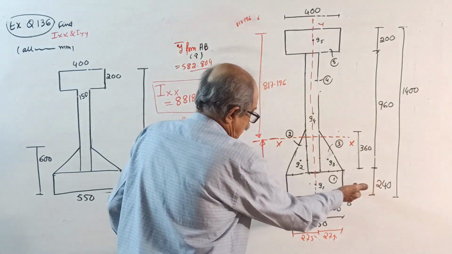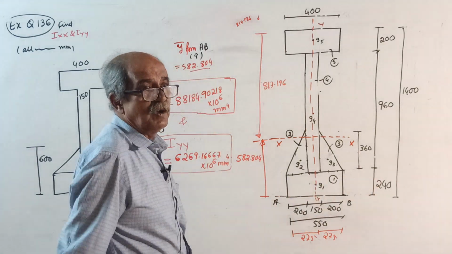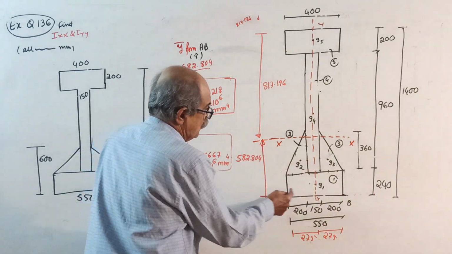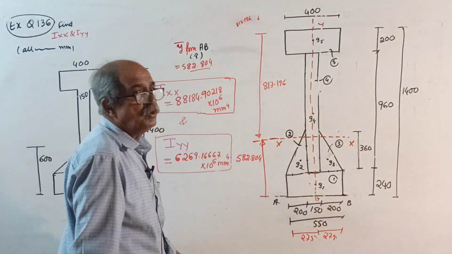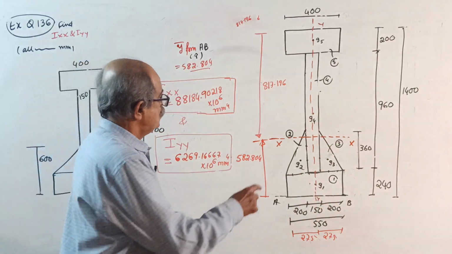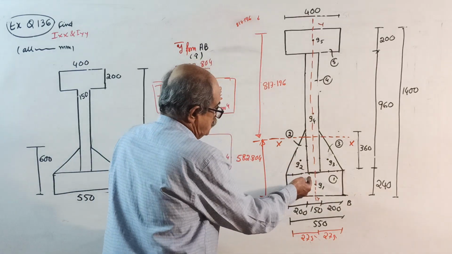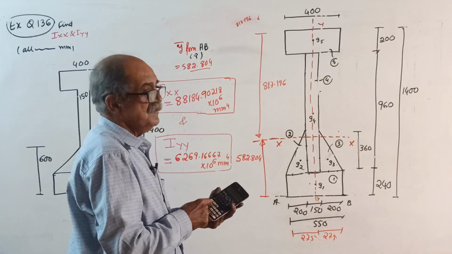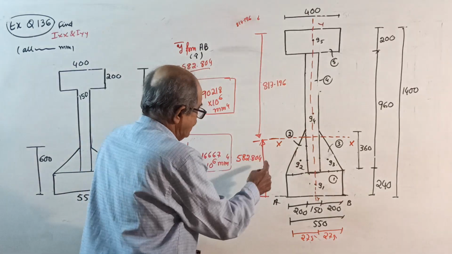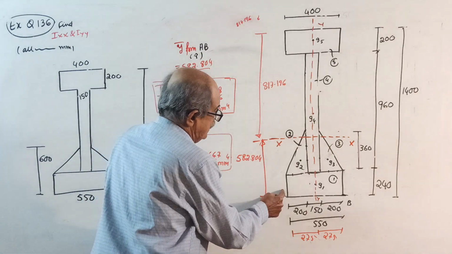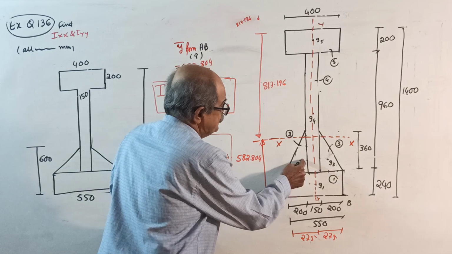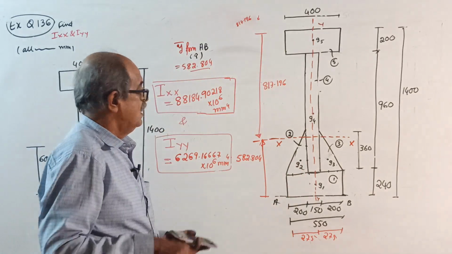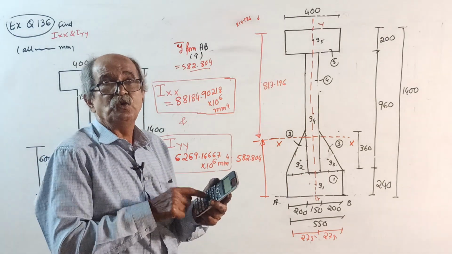1. 550 into 240 cube by 12 plus area into 582.804 minus 240 by 2 whole square. Okay. 2. 200 into 360 cube by 12 plus half into 200 into 360 into 582.804 minus 240 minus 1/3 of 360, that entire thing whole square. I for 3 is same as I for 2.